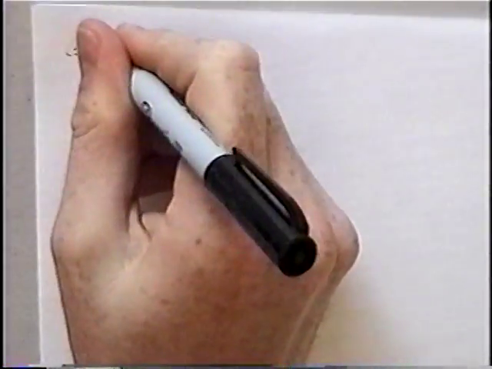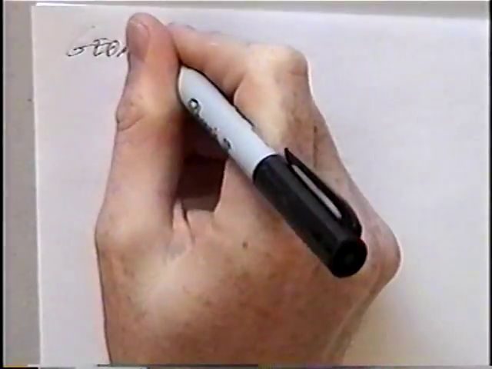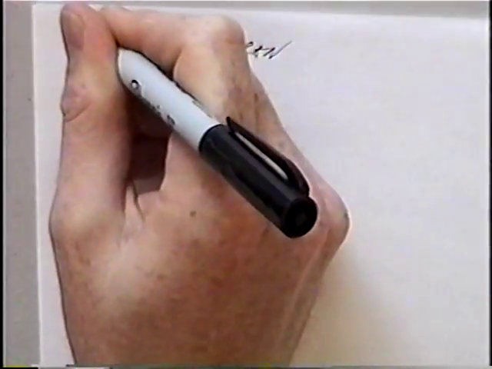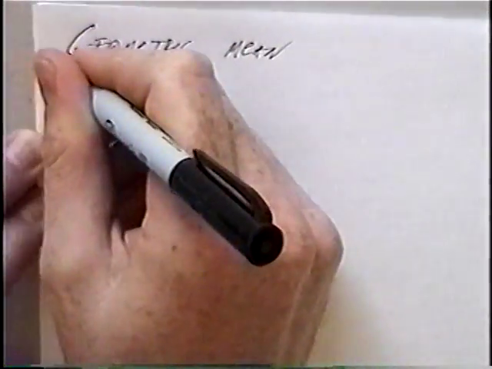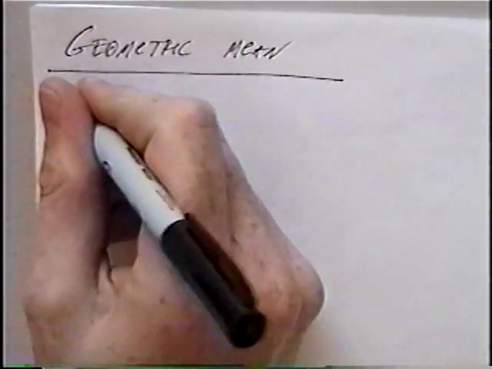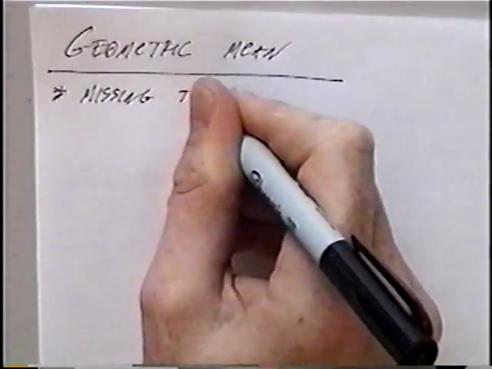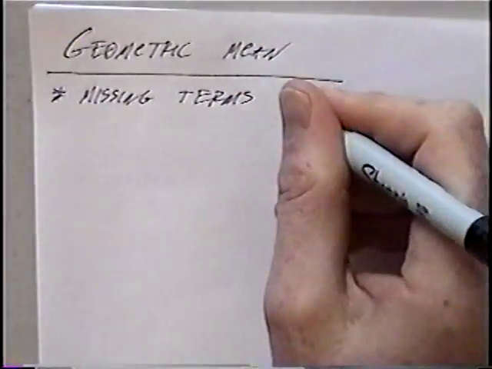Title of the last section of notes is Geometric Mean. The definition of geometric mean is the missing terms of a sequence.